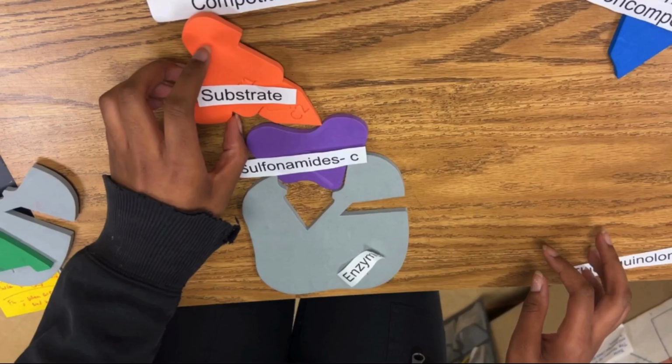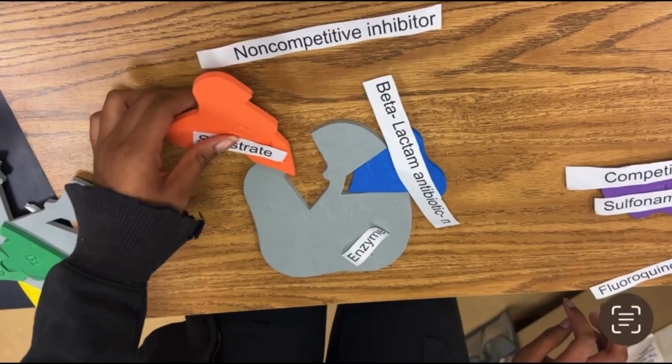So how that works is that the sulfonamide blocks folic acid production, which is vital for bacteria replication. So, as a result, decreased folic acid levels will lead to bacteria cell death. Now let's look at beta-lactam antibiotics and how they work.